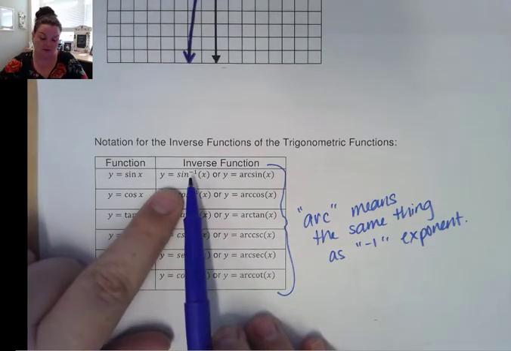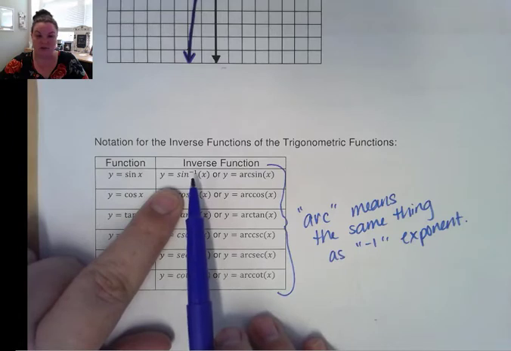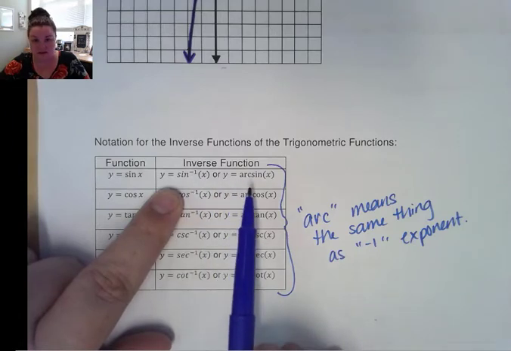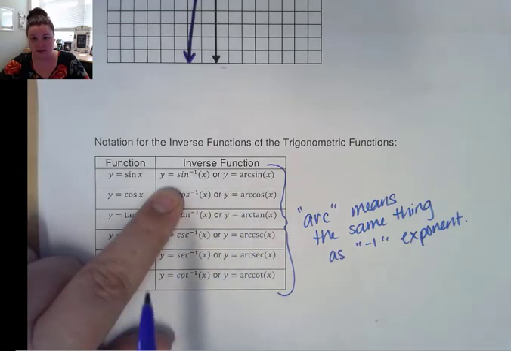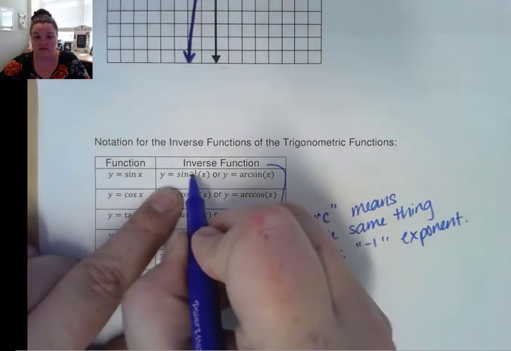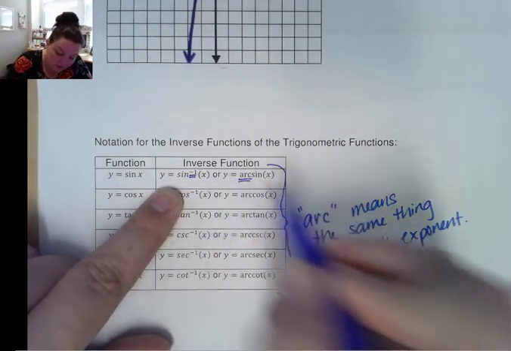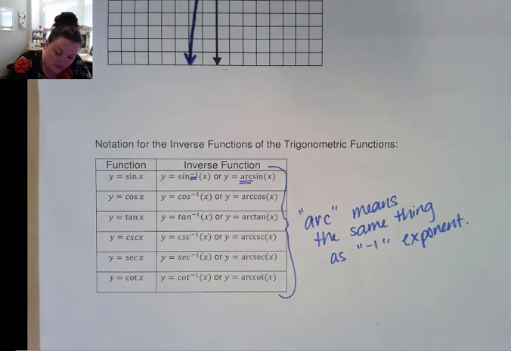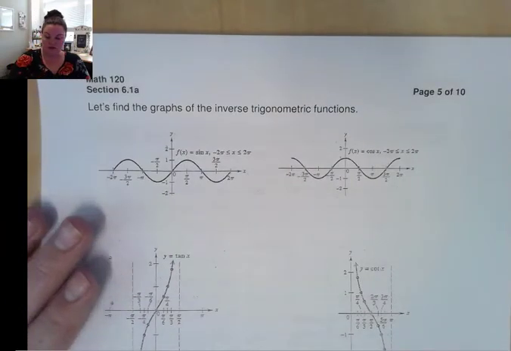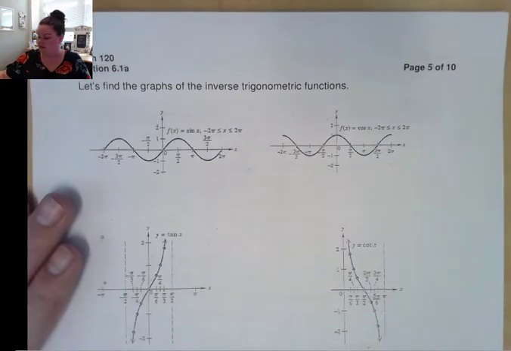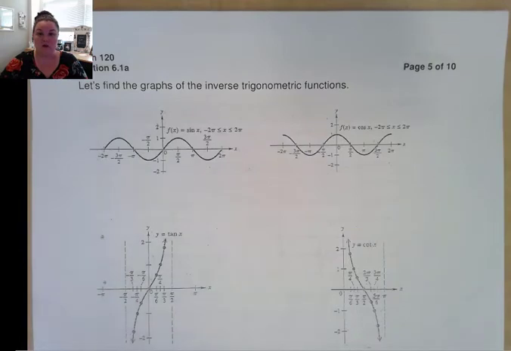So if you see sine to the -1 power, you know that's the inverse of sine. Or if you see arc sine, that also means the inverse of sine. So I want you to be familiar with these two notations, meaning that it just means it's the inverse of sine. Okay, all right, so let's go ahead and look at the functions that we're dealing with.